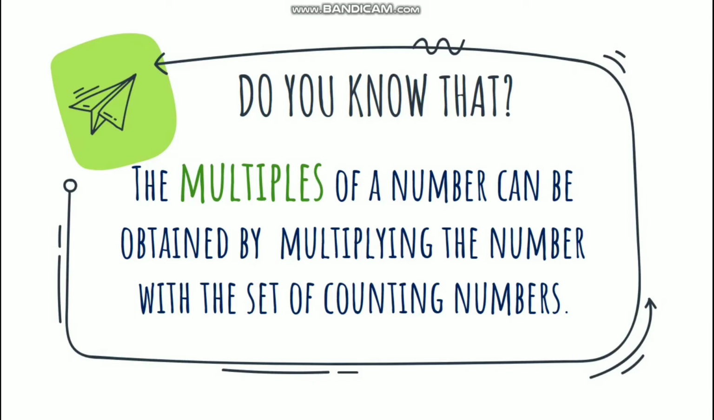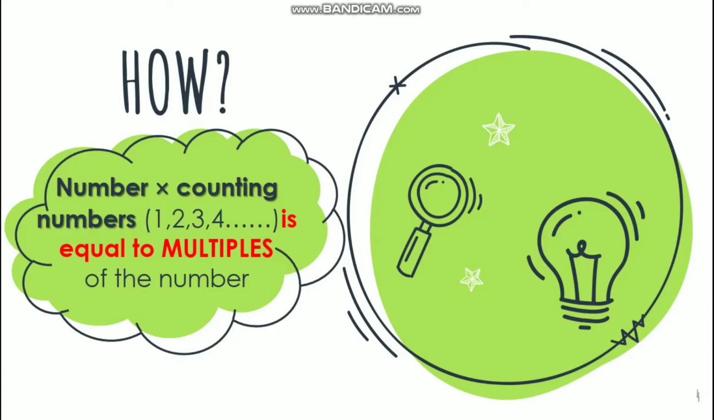Do you know that the multiples of a number can be obtained by multiplying the number with a set of counting numbers? Okay, how do we do it? We will multiply the number to the counting numbers. And the counting numbers are 1, 2, 3, 4, 5, 6, 7, 8, 9, and so on. And the answer is the multiples of that number.